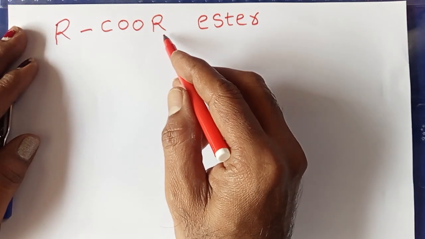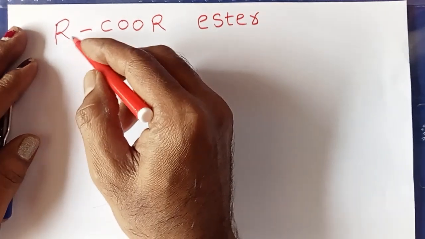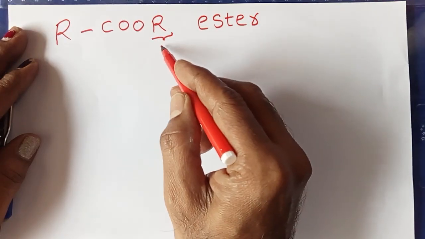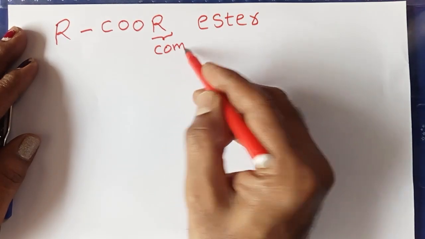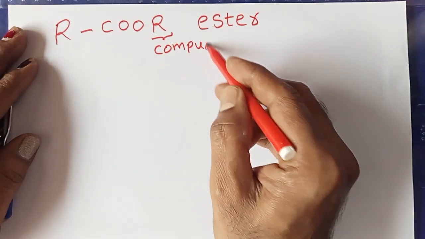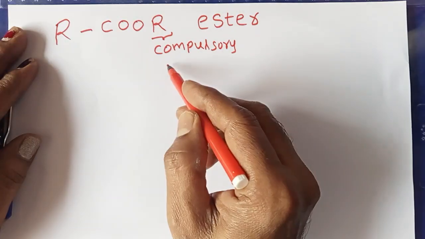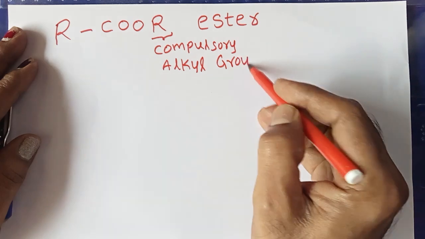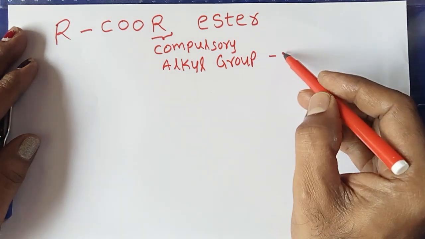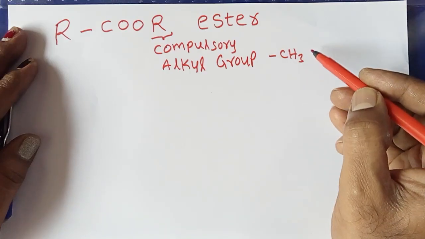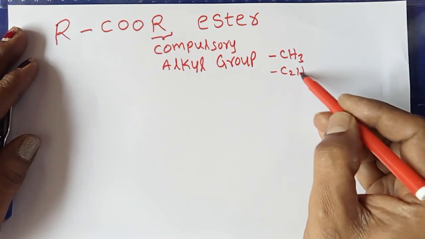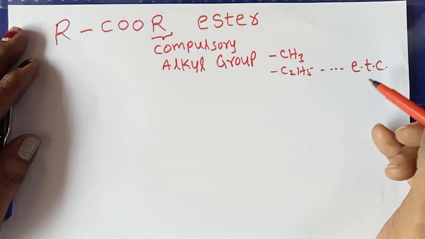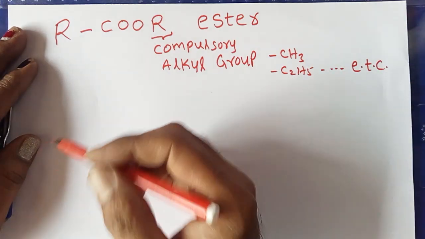Here R is the alkyl group. For example, this R is compulsory alkyl. Very important to take. Compulsory alkyl group only. Alkyl group means, you know, like methyl, ethyl, C2H5, etc.